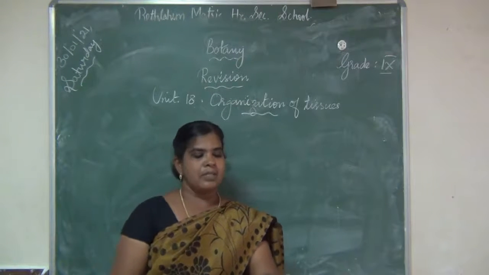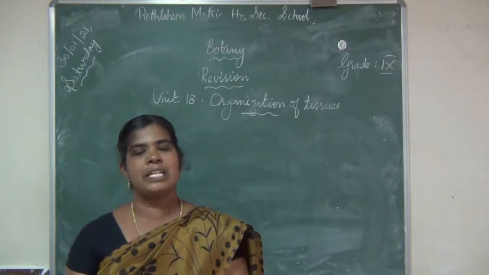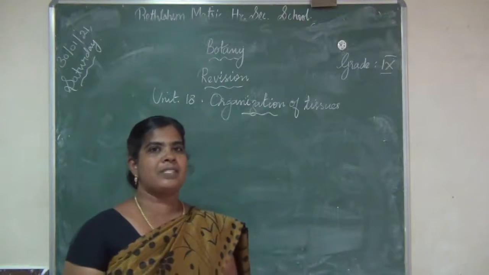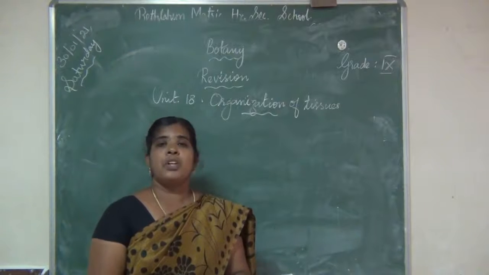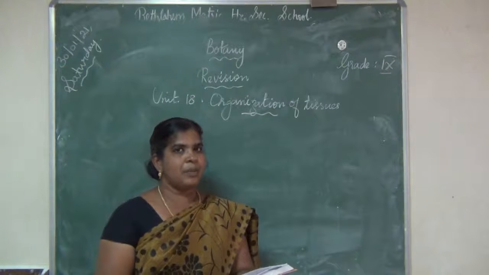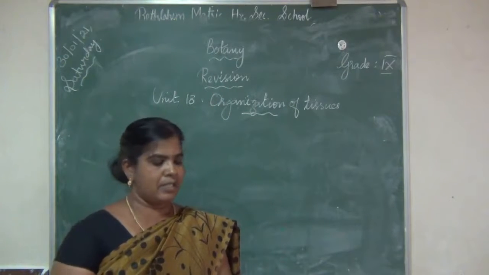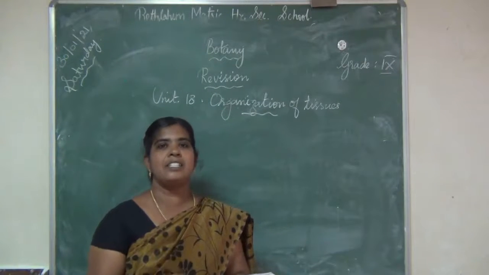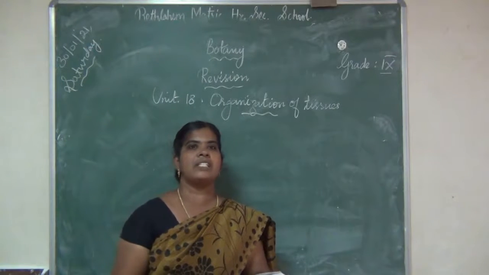Now, unicellular organism, the body of an organism. If the body of an organism is made up of a single cell, it is called unicellular. Example, protozoan and bacteria. If the body of an organism is made up of millions of cells, then it is termed as multicellular. Example, higher plants and animals. Then, so you know what is cell. Cell is the structural and functional unit of all living organisms.